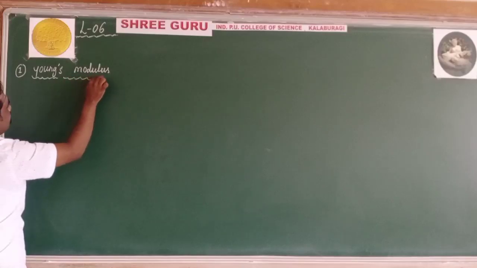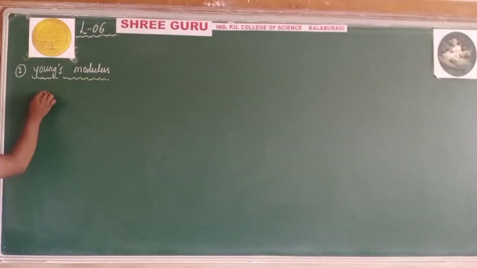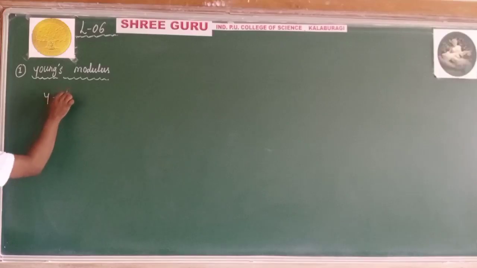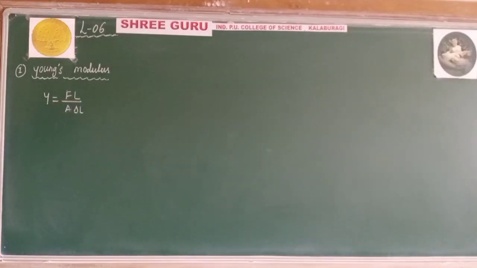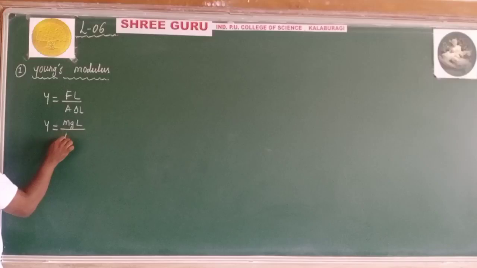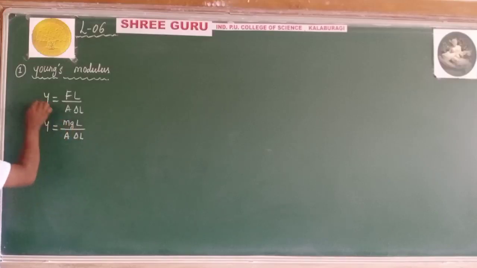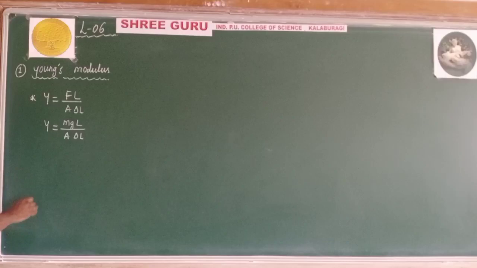Already we all know that Young's modulus is equal to FL by A into delta L, that is, longitudinal stress by longitudinal strain. And we can also write Young's modulus in the form of mass and acceleration due to gravity. Instead of F, we can write M into g into L by A into delta L. You can use this formula directly, or you can use it according to the given values.